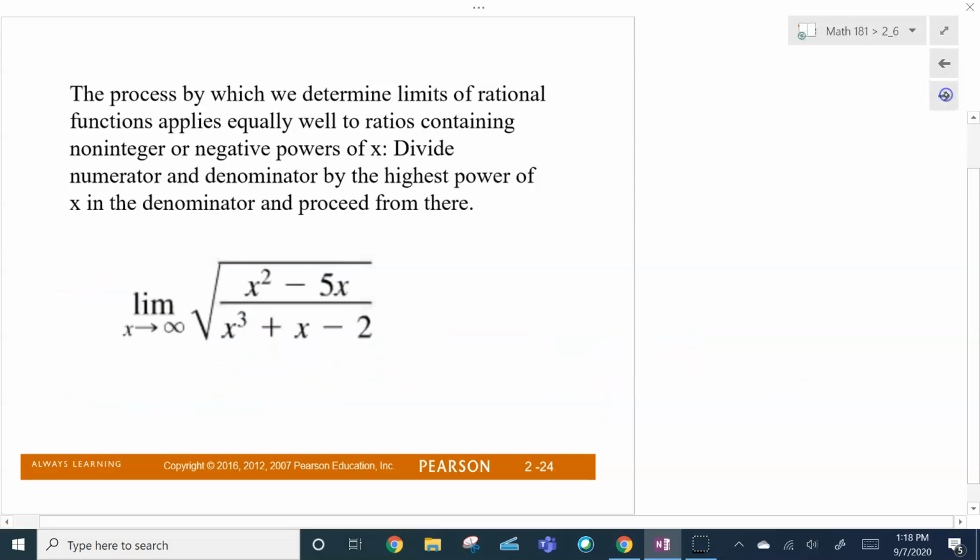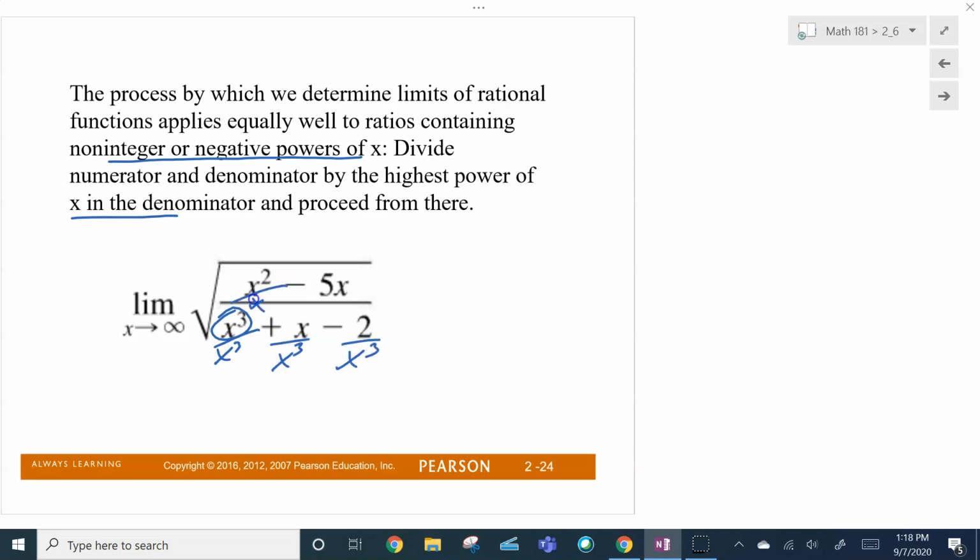Alright, how about this one here? This will apply equally well to ratios containing non-integer or negative powers of x. So what we can do here is, I know I got a square root of all this, but we can still divide numerator and denominator by the highest power of x in the denominator. So that's that x cubed. So I can go ahead. Now it all has to still stay under the radical, but I'm multiplying the entire bottom by 1 over x cubed.